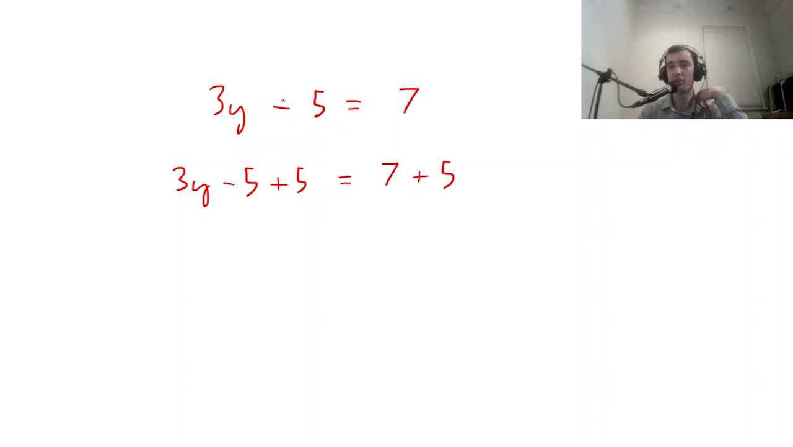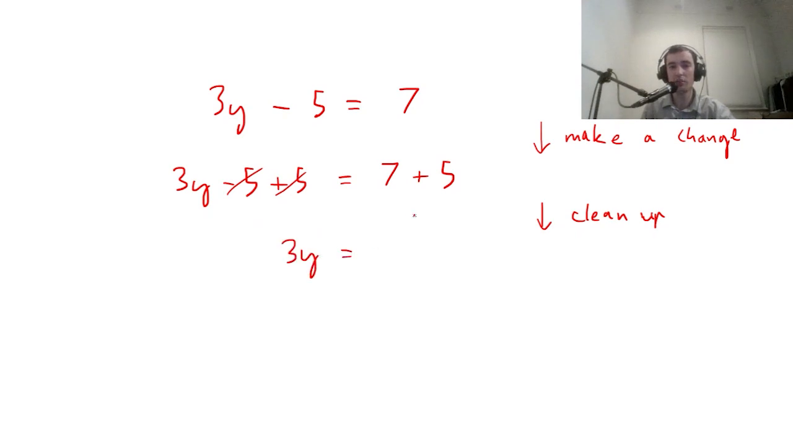The reason we're doing that is it's the opposite of minusing 5, and we know that minus 5 plus 5, these two cancel out. And so if we clean this up on the next line, what you're doing is make a change, then you clean it up. So now these two cancel out, they just equal 0. So we've only got 3y equals 7 plus 5 is 12.